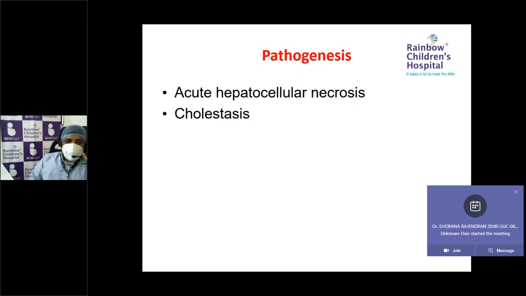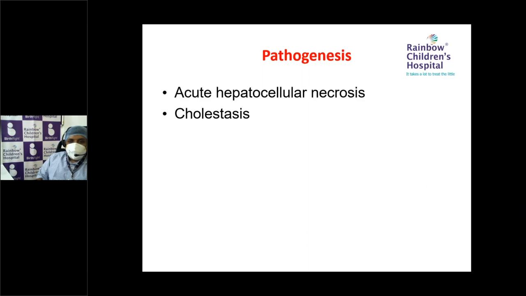And what is the pathogenesis that takes place in the liver? As you know, in any inborn error of metabolism, substance A should be converted into substance B. This needs a particular enzyme. Once this enzyme is deficient or absent, what happens? Substance A is not getting converted into substance B. So there is a lot of accumulation of substance A, and second, it gets diverted into other pathways, and that results in the accumulation of toxic substances. So basically this results in either an acute hepatocellular necrosis or a cholestasis.